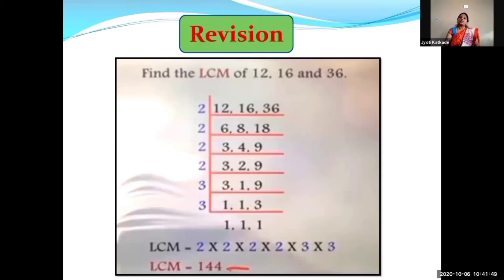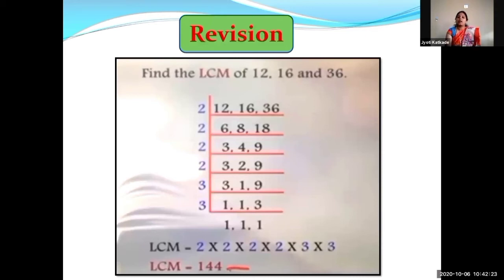Now 3 and 9 are not divisible by 2, but there is one number, 4, that is divisible by 2. We have to divide by 2 until we can no longer divide any one of these numbers. So write 3 as it is, then divide 4 by 2, we get 2, 2 2s are 4, and write 9 as it is. Then again 2 is divisible by 2, write 3 as it is, then 2 ones are 2, and 9 as it is.